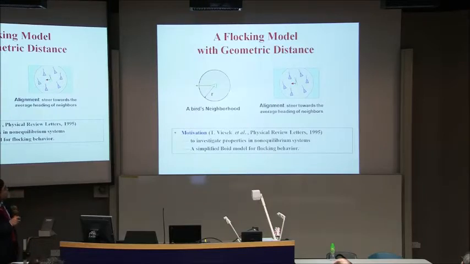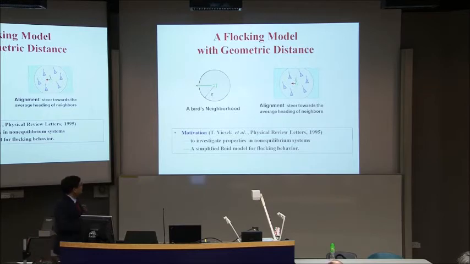Let's also have a further look at a flocking model with geometric distance. Suppose this is the position of the i-th agent, and the radius r can be regarded as the agent's neighborhood. Alignment means steering towards the average heading of its neighbors. So this is the agent, and these are its neighbors.